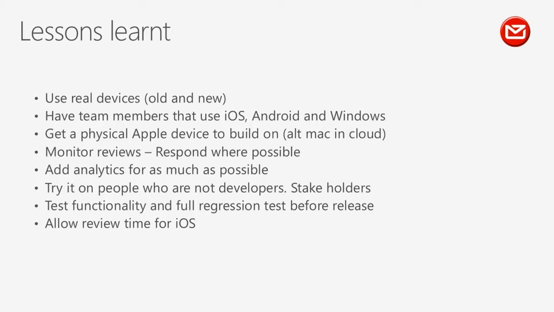Beg, borrow, and steal old devices. They're ridiculously hard to come by. You can't go into a shop and buy old phones. It's just impossible. So you have to borrow these things, which again leads back to that Xamarin Test Cloud, because they've got them there, so that can actually be quite useful.